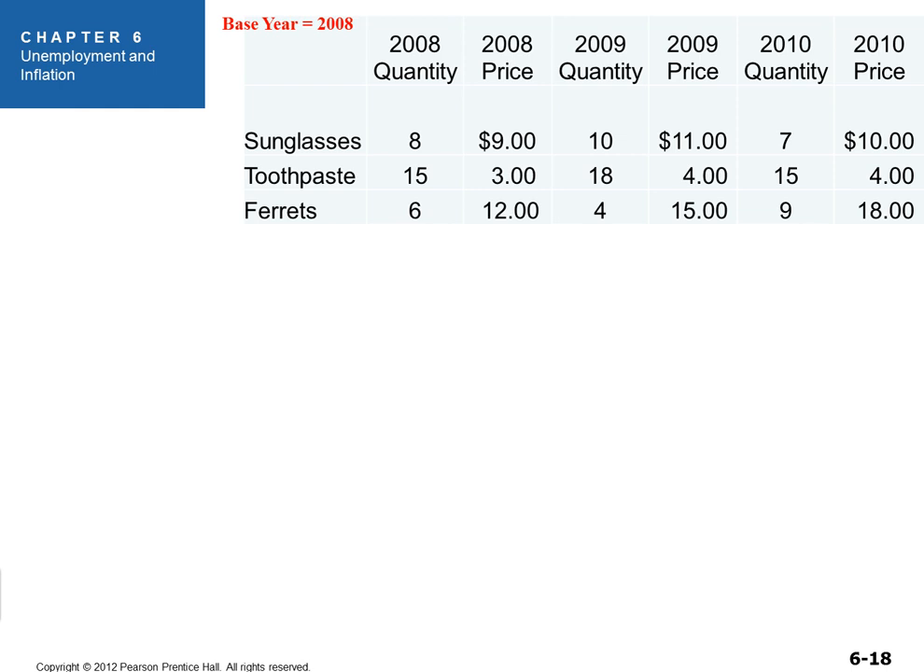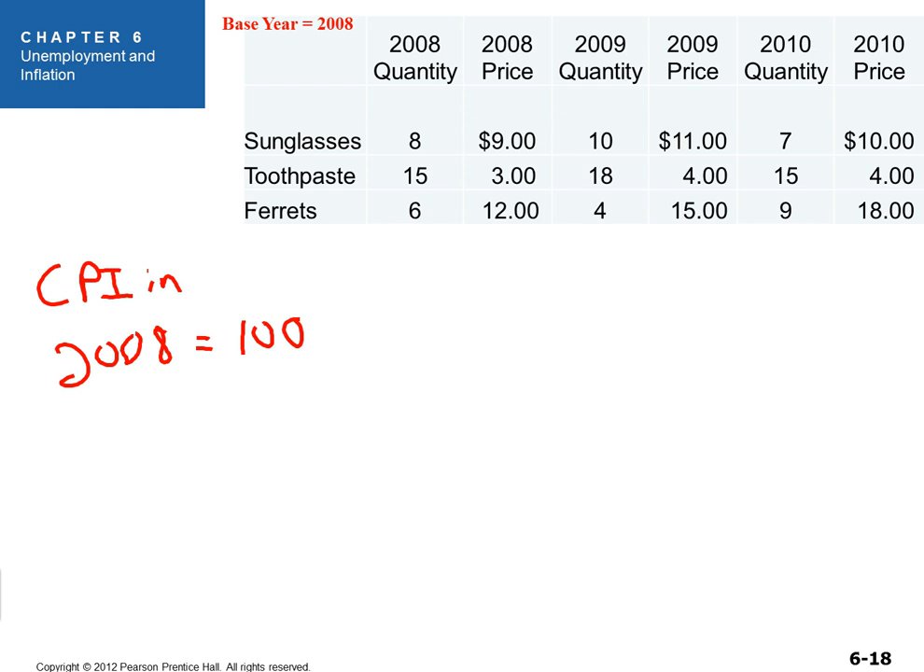Now, if we want to calculate the CPI in 2008, well, automatically, any CPI in the base year is, by definition, going to be 100. Because if you take the cost of a basket of goods in 2008 and divide it by the cost of a basket of goods in 2008, you're going to get 1. 1 times 100 is 100.